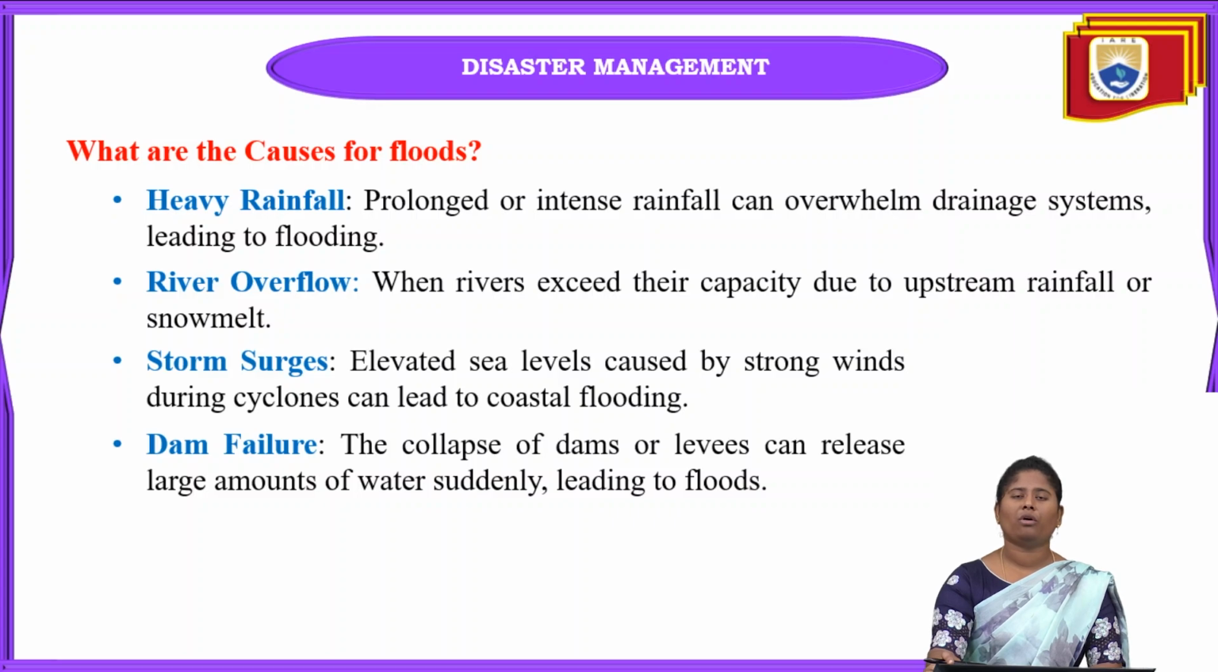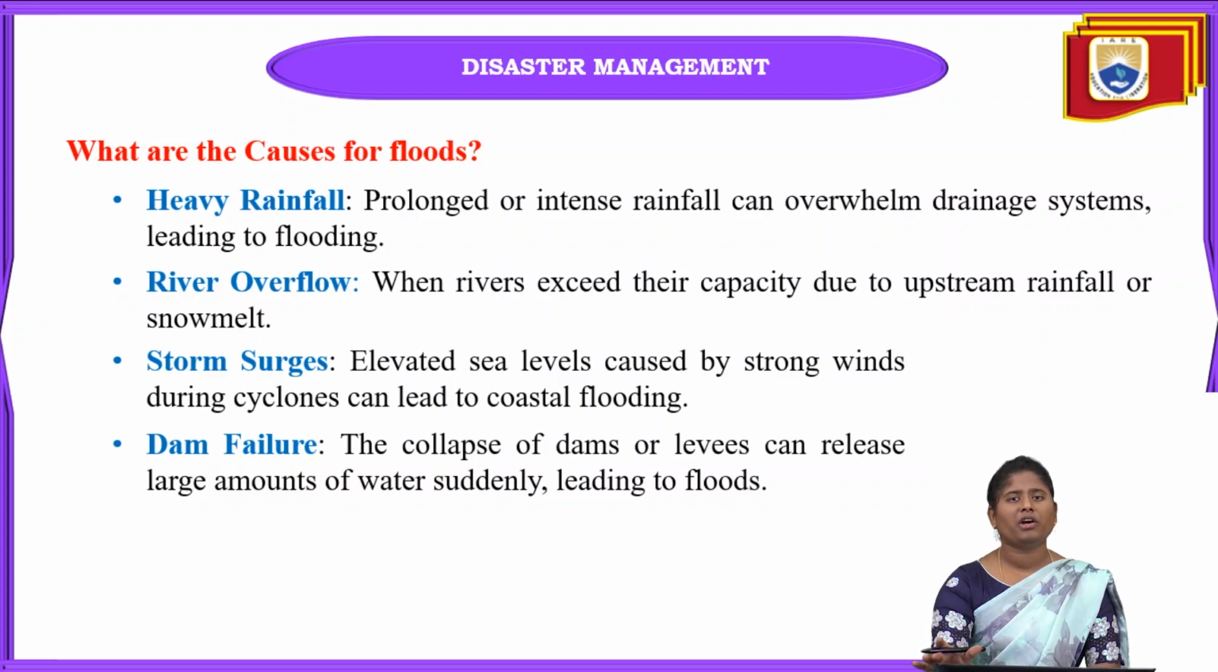Mainly, what are the main causes of these floods? Heavy rainfall. If there is prolonged and intense rainfall, it can easily overwhelm the drainage system and lead towards floods. Why? Because if there is intense rainfall continuously for some days or weeks, it can fill the drainage systems and also the rivers and the dams. When dams are overall filled, they have to release water towards the downstream, and because of the releasing of that water, floods can sometimes occur.